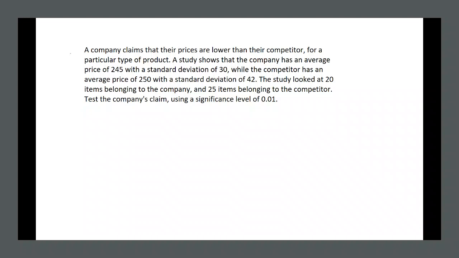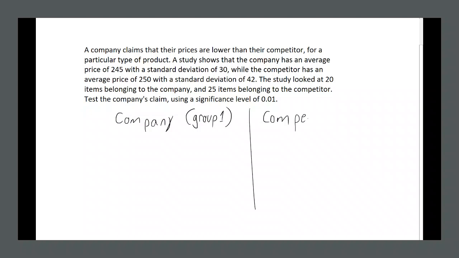0.01, or 1%. Now, in these kinds of questions, when we're looking at two independent samples, there's a lot of information given, and it's easier to write it down. So let's call it the company, and that will be our group 1, and the competitor, and we will call that group 2.